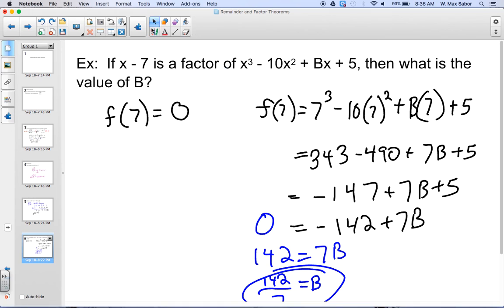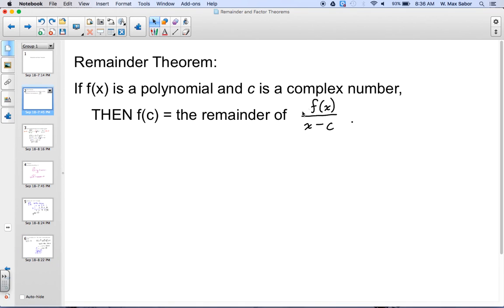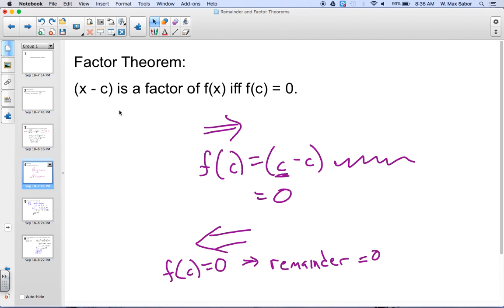And those are the remainder and factor theorems. Once again, you can use synthetic division by c to find the value of f of c. And the other thing is that once you know that a particular linear polynomial is a factor of a function, then you know that when you plug in that number, the function has to equal 0.